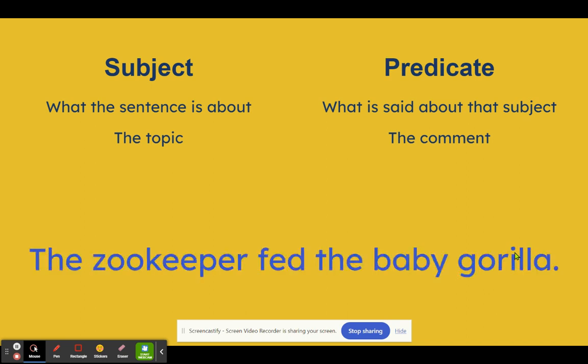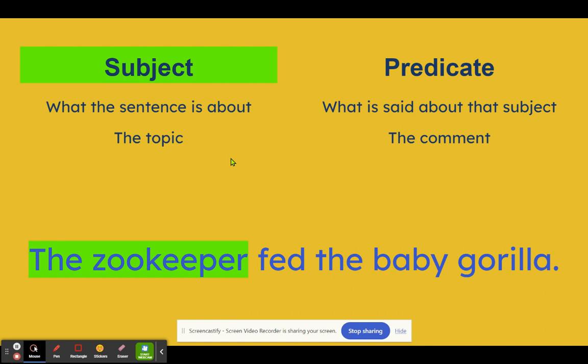Let's take, for instance, this sample sentence. The zookeeper fed the baby gorilla. The sentence is about the zookeeper, no matter how cute we think the baby gorilla is. The zookeeper is the subject of this sentence. It's what the sentence is about, it's the topic. And so the zookeeper is that subject.